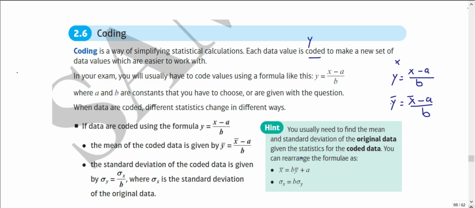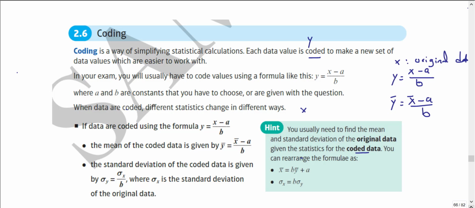But with x bar. If we say mean, y bar is the mean for the coded data. This is y, coded data. The original data, which is what? x. So we call x the original data. y is coded data. x bar is the mean for the original data. y bar is the mean for the coded data.